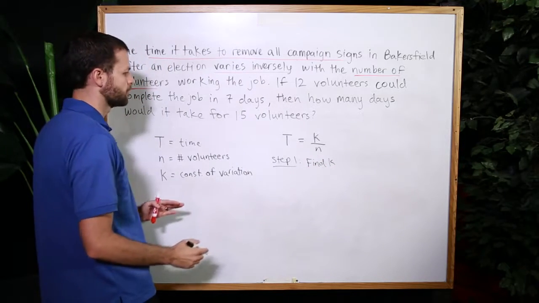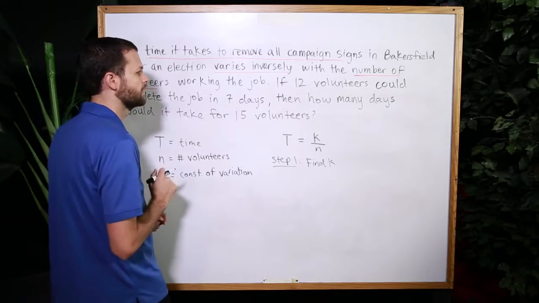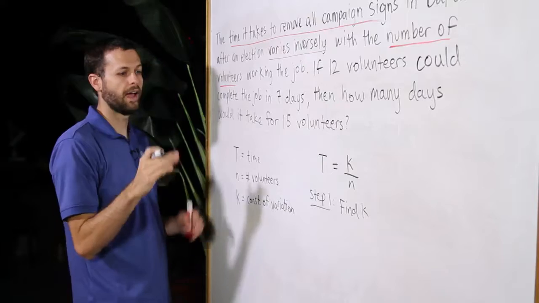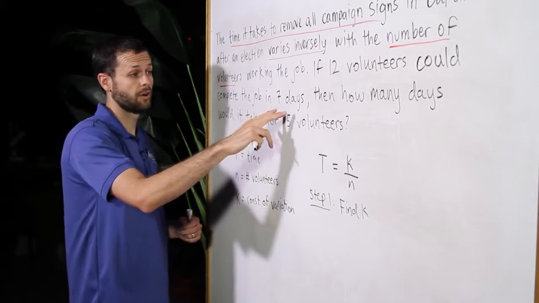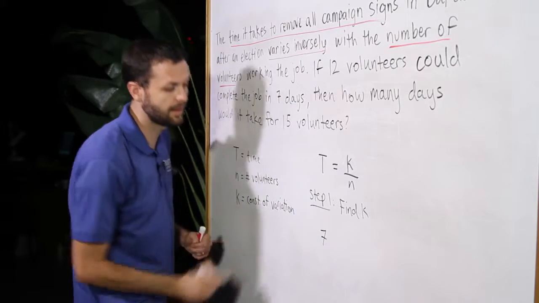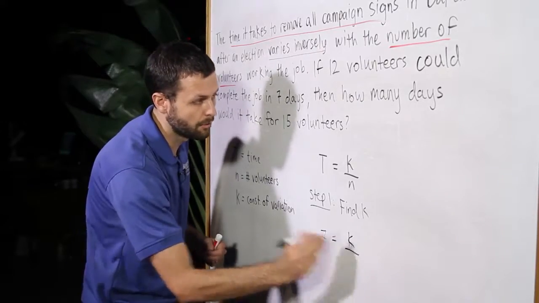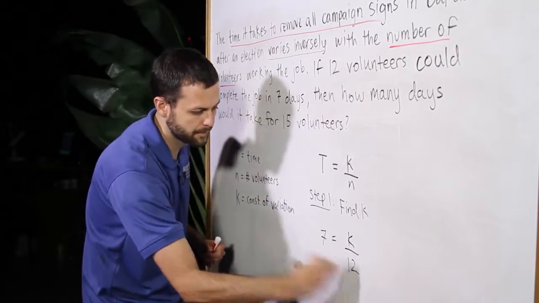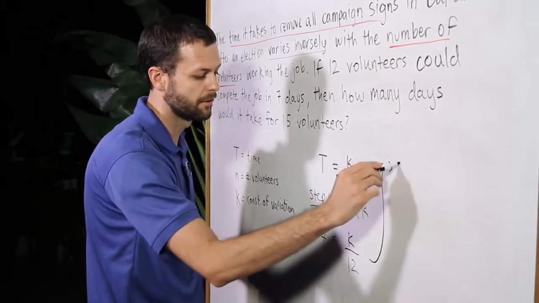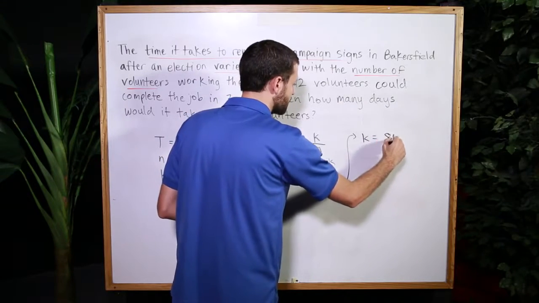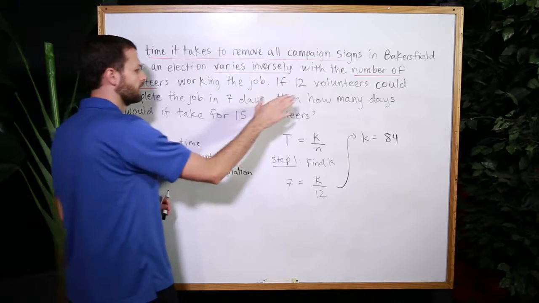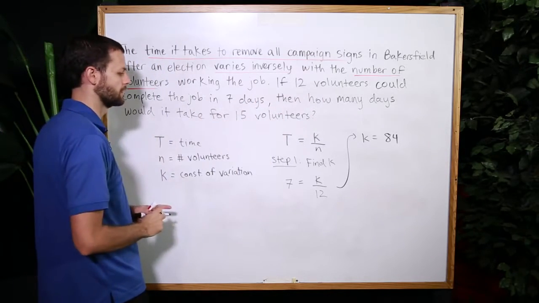All right. Here's what I'm going to do. I'm going to take the information that I'm given in the first situation, if 12 volunteers could complete the job in 7 days, and I'm going to use that to find K. So in this particular situation, 7 days would be the time it takes, and the number of volunteers would be 12. So solving for K, I get 84. I can now use this information to help me solve the number of days that it takes for 15 volunteers.